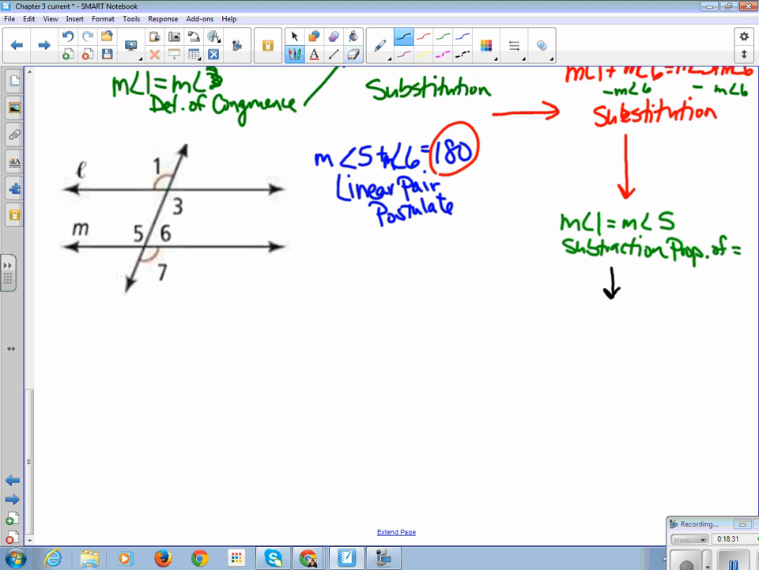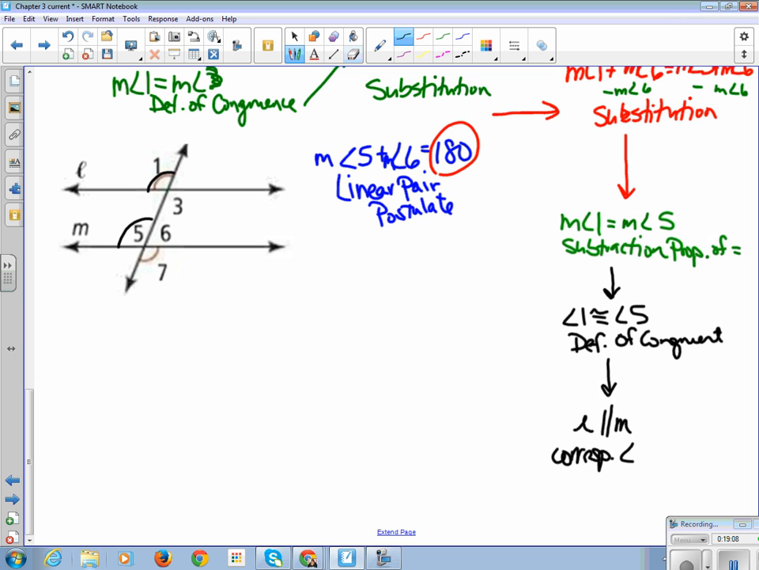So if the measure of angle 1 is equal to the measure of angle 5, then I can say angle 1 is congruent to angle 5, and that's definition of congruence. Congruent angles have equal measure. If angle 1 is congruent to angle 5, then I can say L is parallel to M because corresponding angles are congruent.